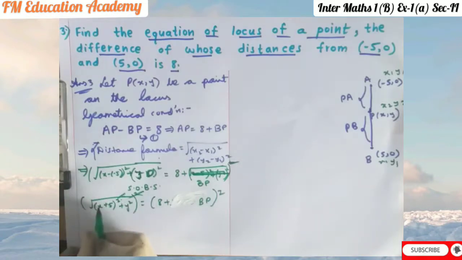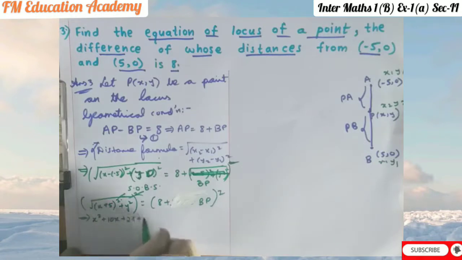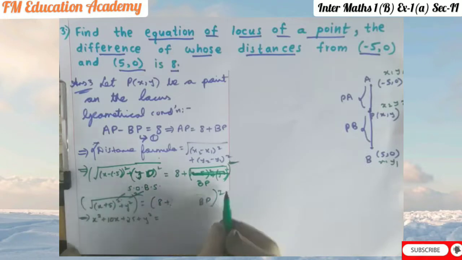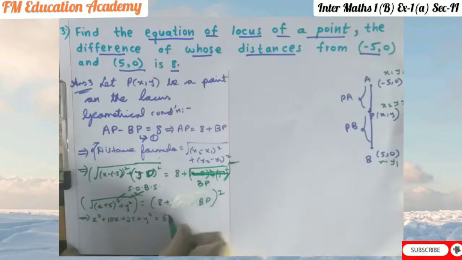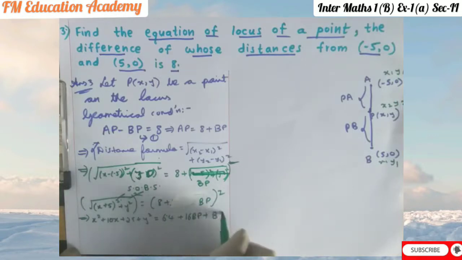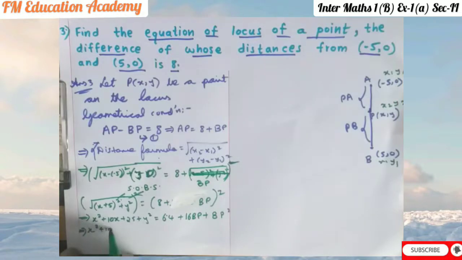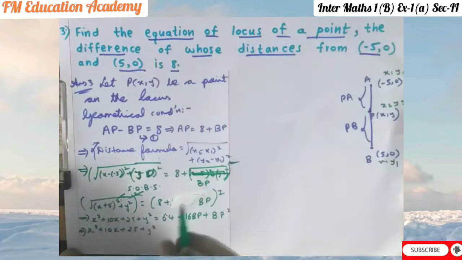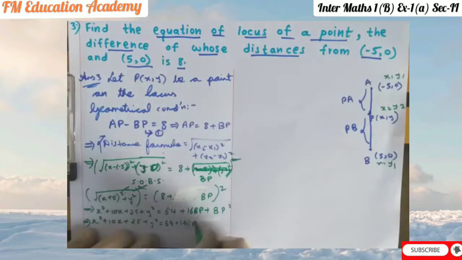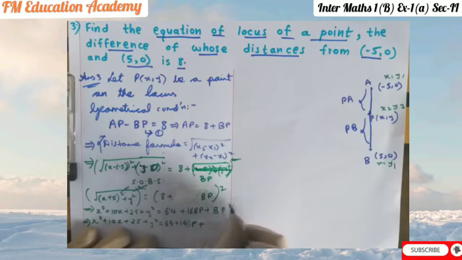It is in the form of (a plus b) whole square. (a plus b) whole square is a square plus 2ab plus b square, so x square, 2 5s are 10 into x, plus 5 5s are 25, plus y square is equal to, again the form of (a plus b) whole square. What is (a plus b) whole square? a square, 8 8s are 64, plus 2ab, 2 8s are 16, 16 into BP, plus BP square. So x square plus 10x plus 25 plus y square is equal to 64 plus 16 into BP, which we will keep as BP only, because if we open it now it will become complicated. We'll open this BP at the last, plus BP square is there, right? So this BP again we can write as root of (x2 minus x1) whole square. Now we'll open this BP. So what is x2?